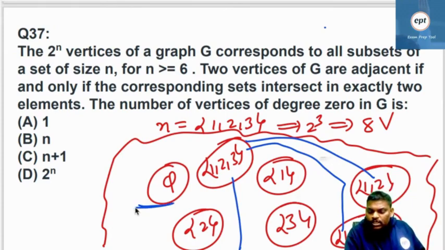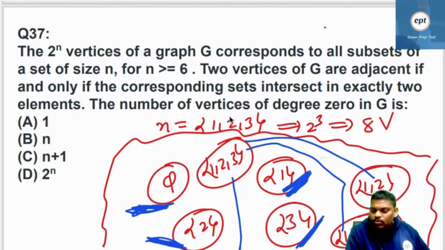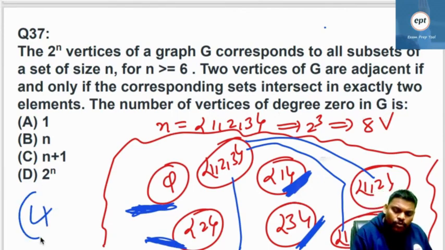But one thing is true. If you do the intersection of this person with anyone, it cannot be 2, because he has only 1. If you do the intersection of this one with anyone, you don't get 2. So n is equal to 3 given. 4 people have degree 0.